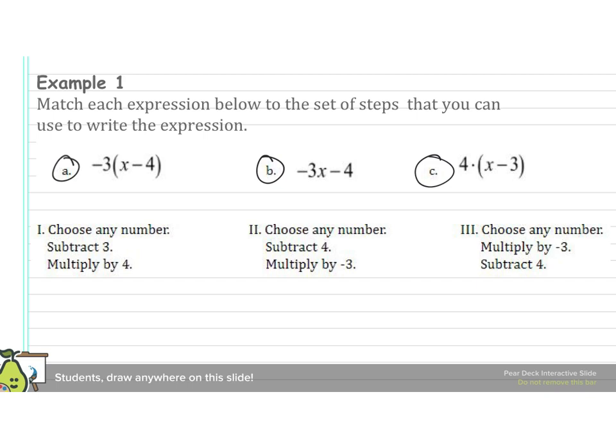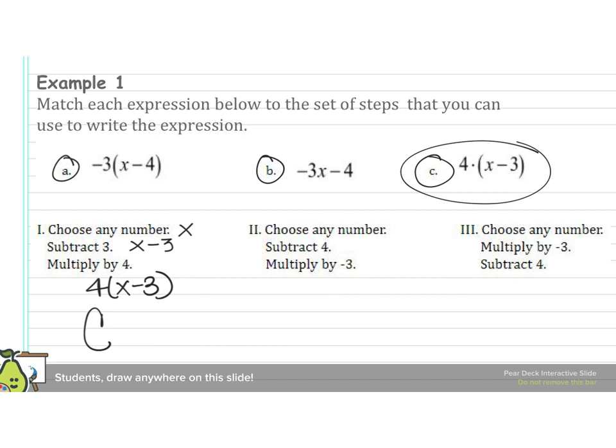So when you see this phrase, choosing any number, that represents a variable like x or y or z, okay? And then if I take that number and I subtract 3, that would just be x minus 3. And then if I take that and I multiply it by 4, it's 4x minus 3. So these words represent expression C.